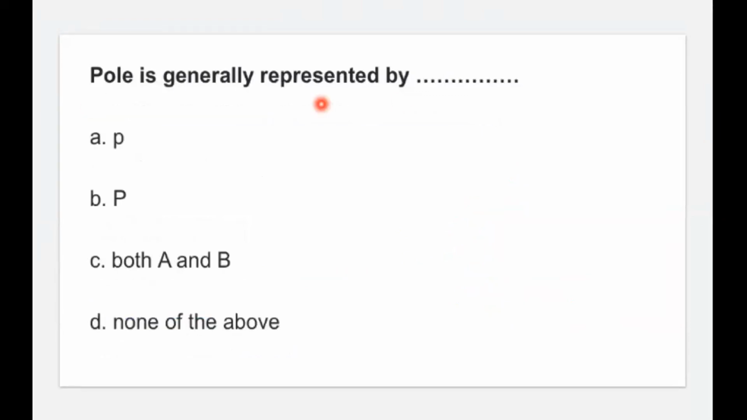Pole is generally represented by small p, capital P, both A and B, none of the above. The standard convention to show pole is a capital letter P.